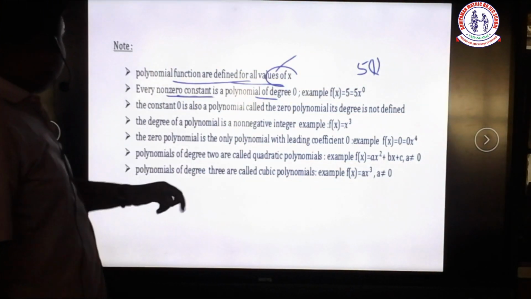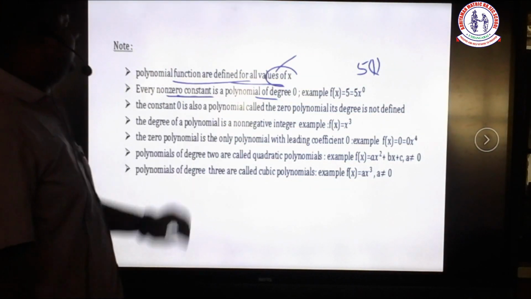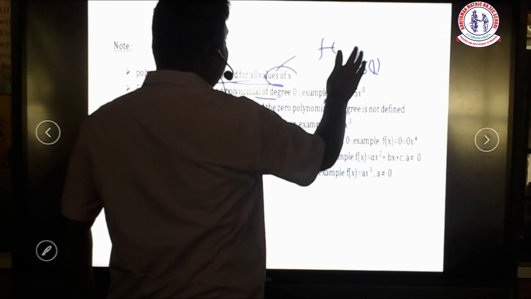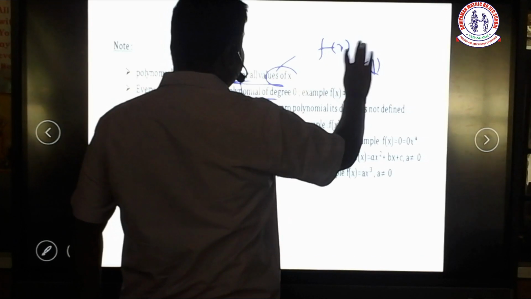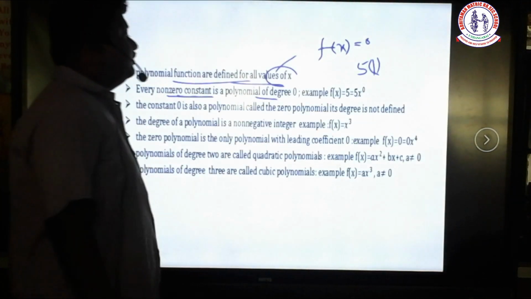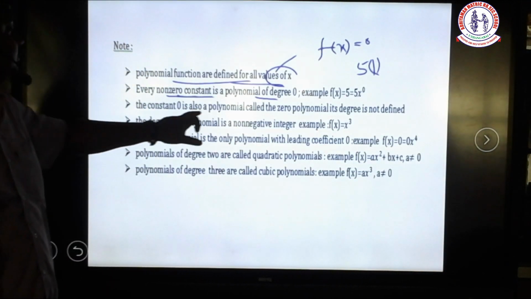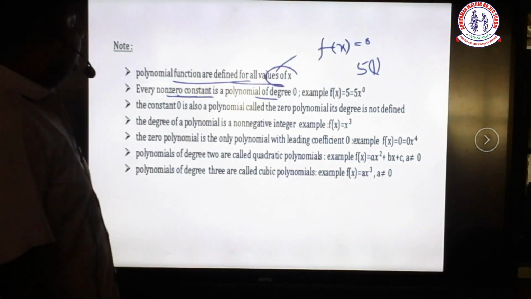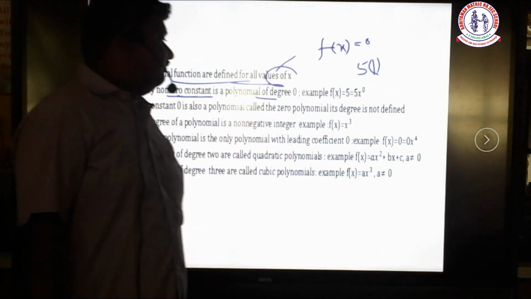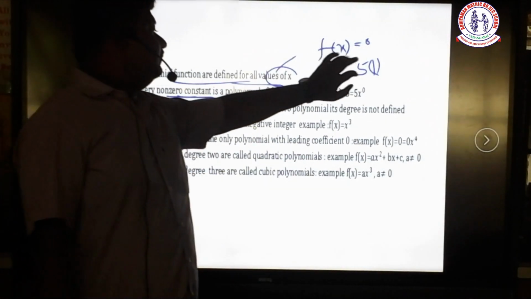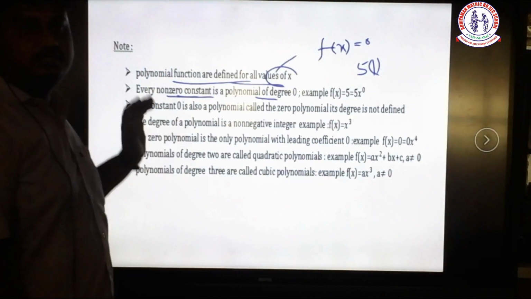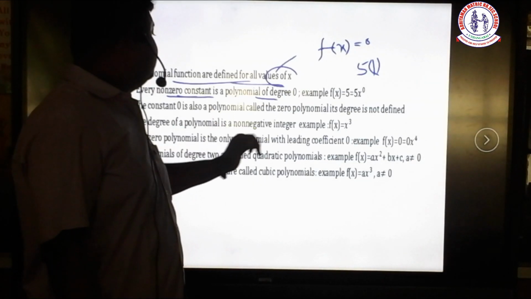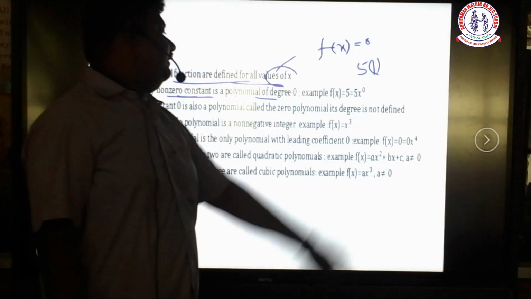The next point is the constant 0 is also a polynomial. I already told you it is a non-zero constant. So here f of x is equal to 0. It is a constant. The constant 0 is also called a zero polynomial. But the degree is not defined. This is a zero polynomial, but the degree is not defined. You may be asked this for 1 mark, so listen carefully: the degree of the zero polynomial is not defined.